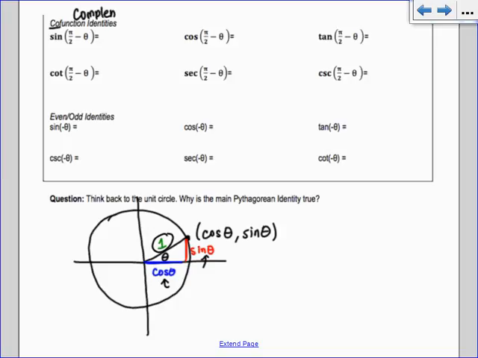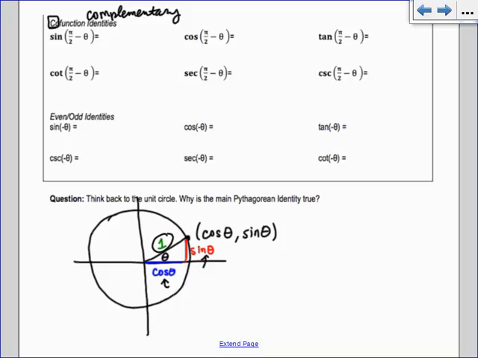complementary. Pretend I can spell complementary. Okay, there we go. Anyway, so we have cofunctions are complementary angles.